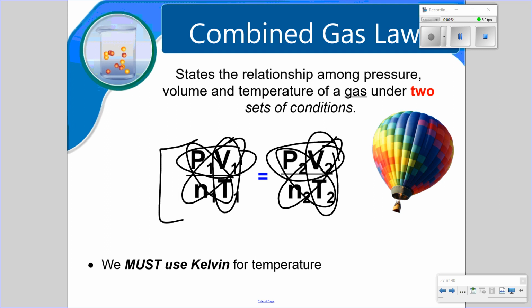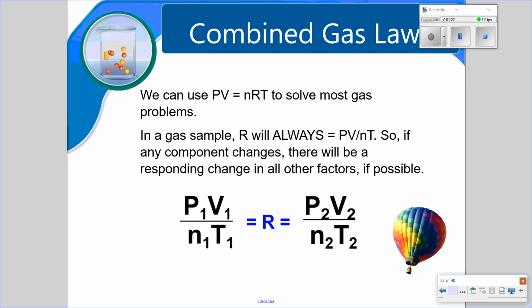What the combined gas law is doing is you're saying you have a starting pressure, volume, number of moles, and temperature, and you change them. So what is the new number of moles? What is the new volume? What is the new pressure? What is the new temperature? Keep in mind, when we're using the combined gas law, you must use Kelvin for temperature. So if you're given your temperature in Celsius, you're going to need to convert it to Kelvin using significant digits before you continue with your calculations.